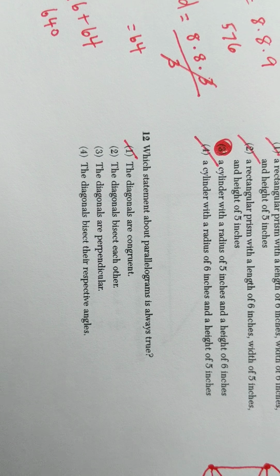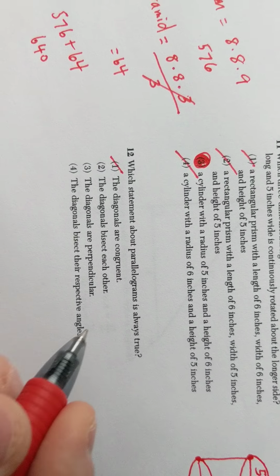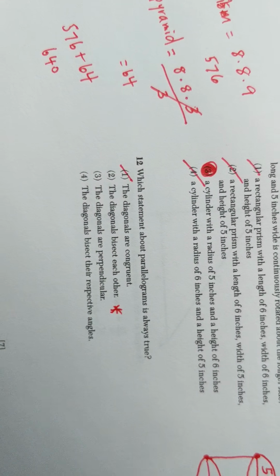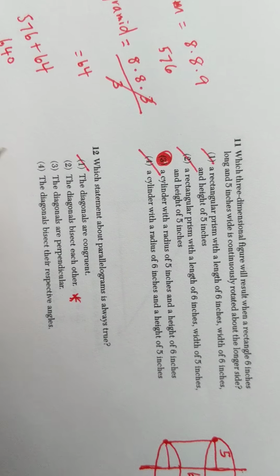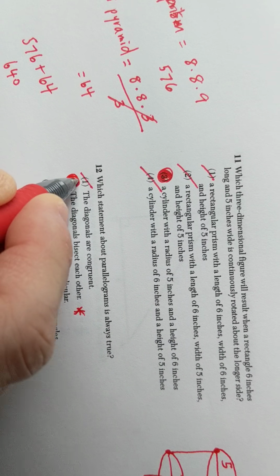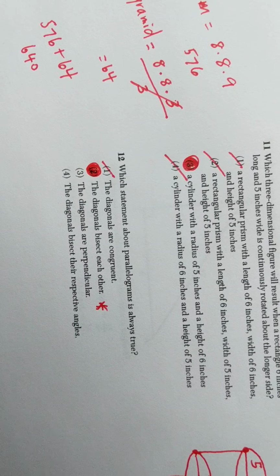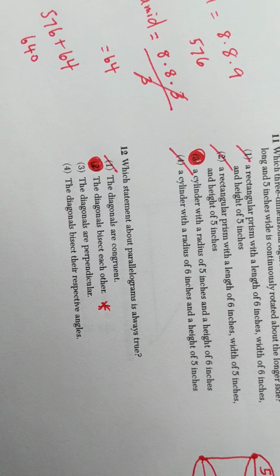The diagonals bisect each other. If you remember, this is Mrs. Curtis's favorite way to prove that a quadrilateral is a parallelogram. And so I'm going to circle this because I know that is a great way to prove that something is a parallelogram, so it must always be true.